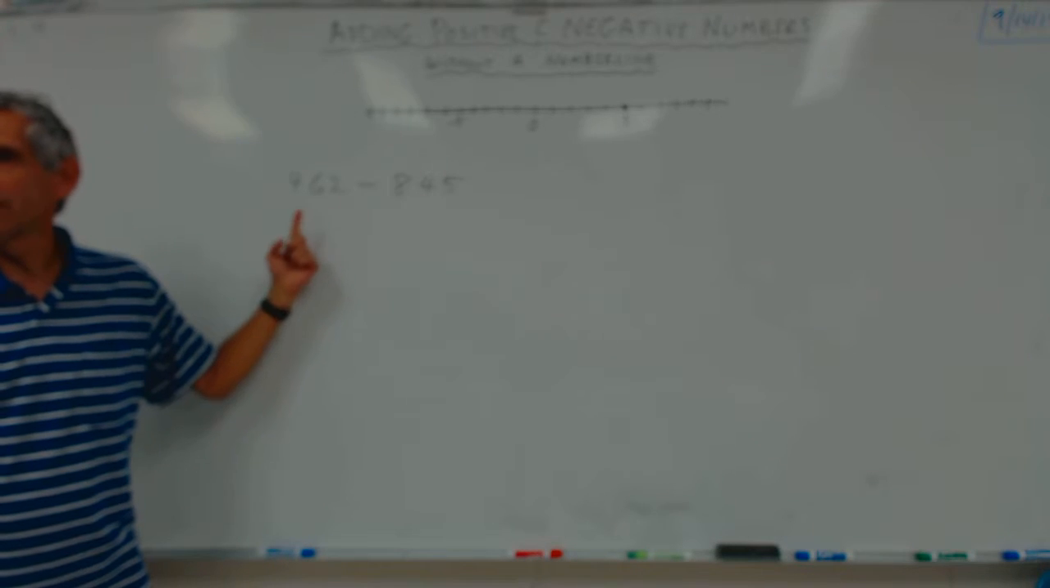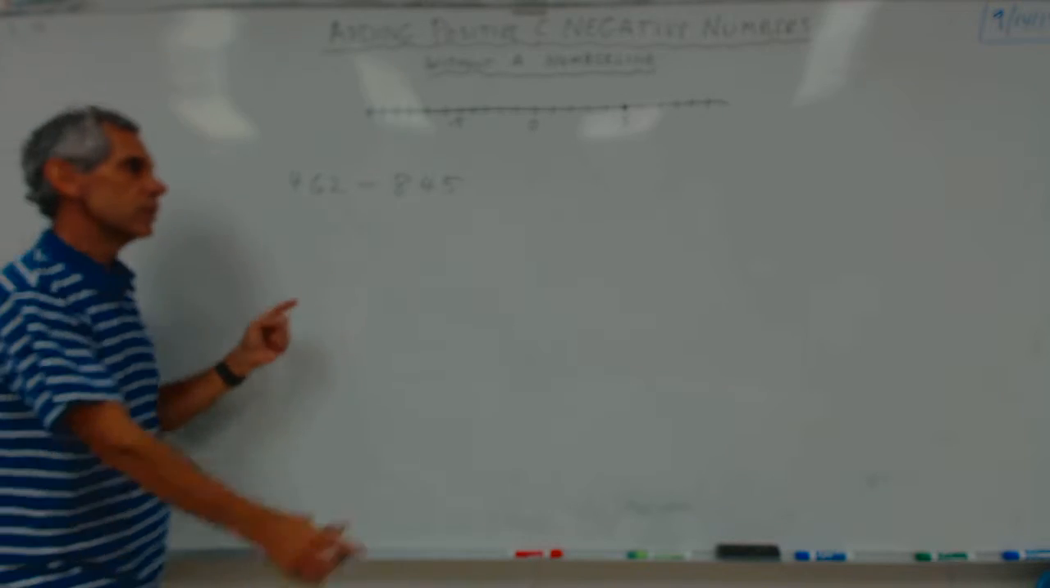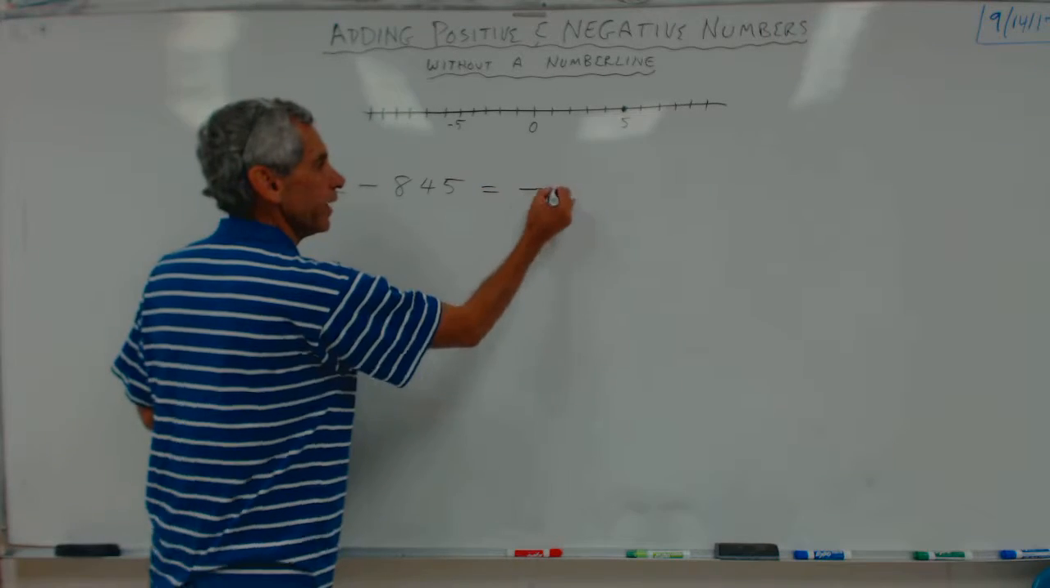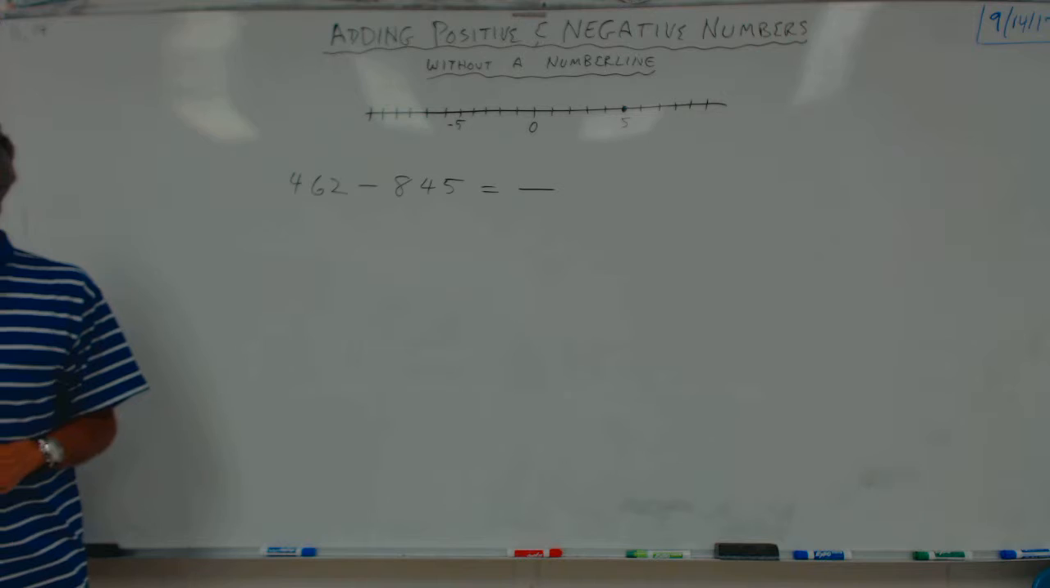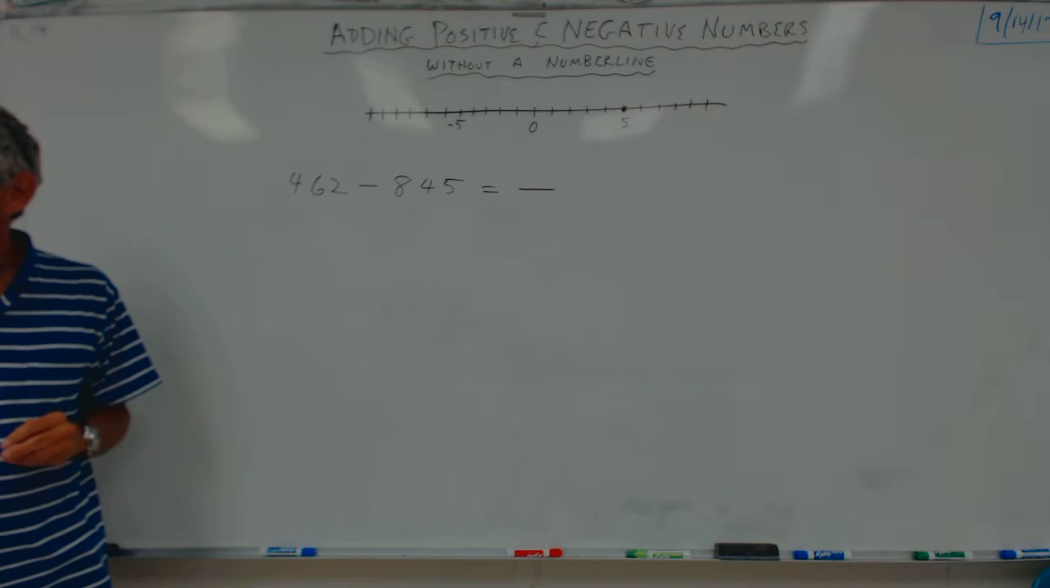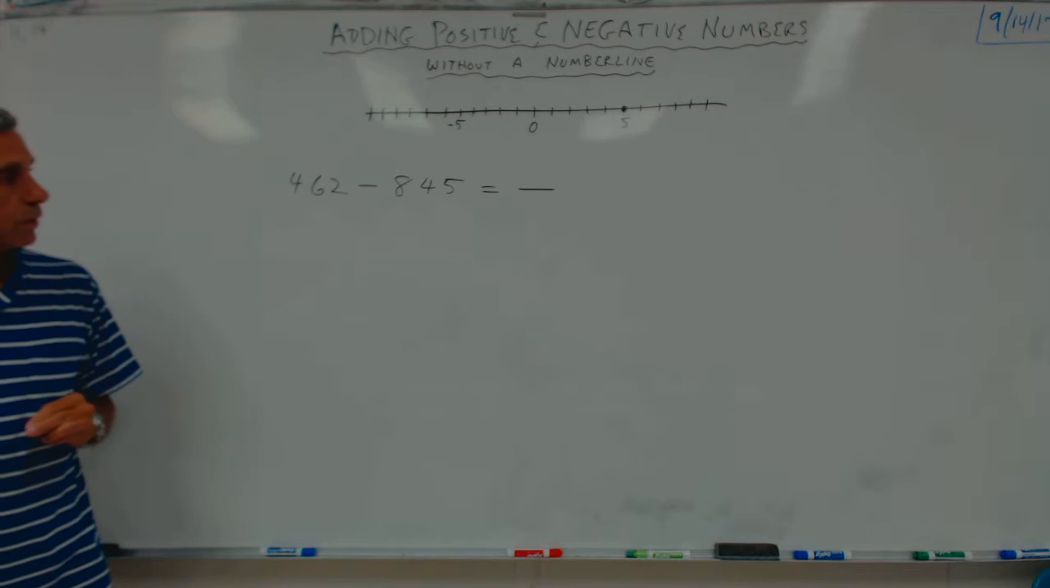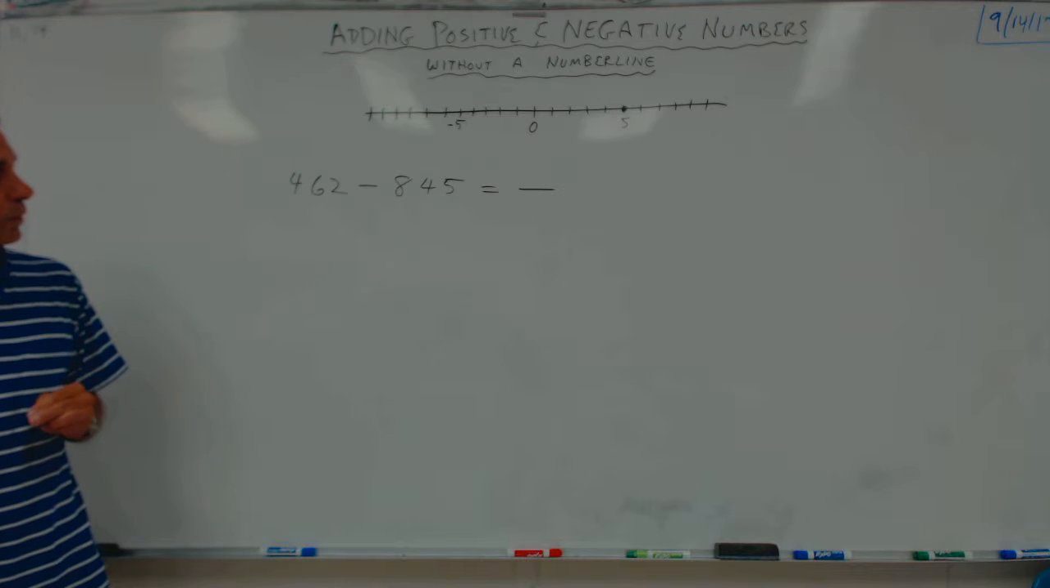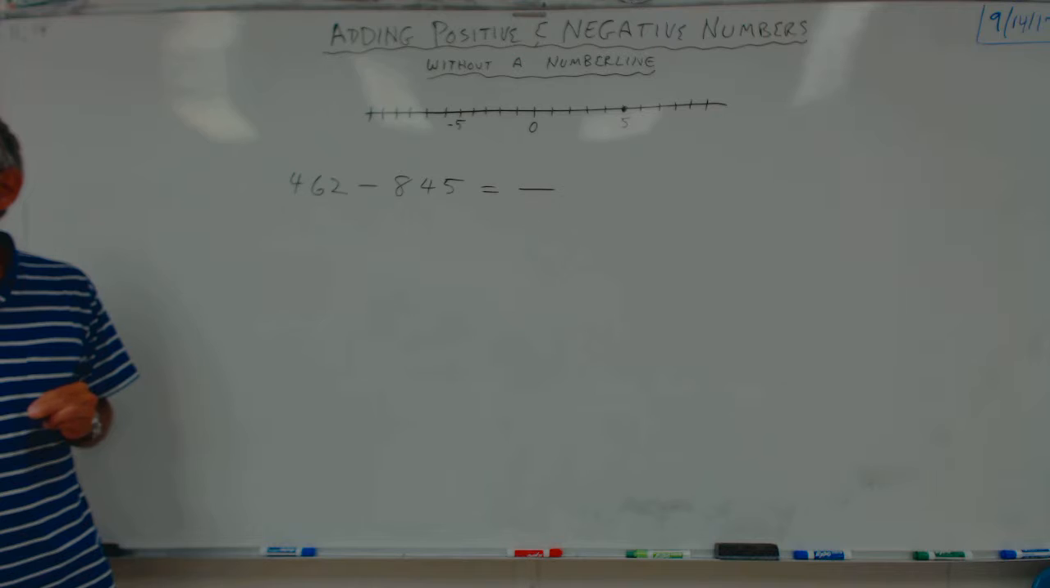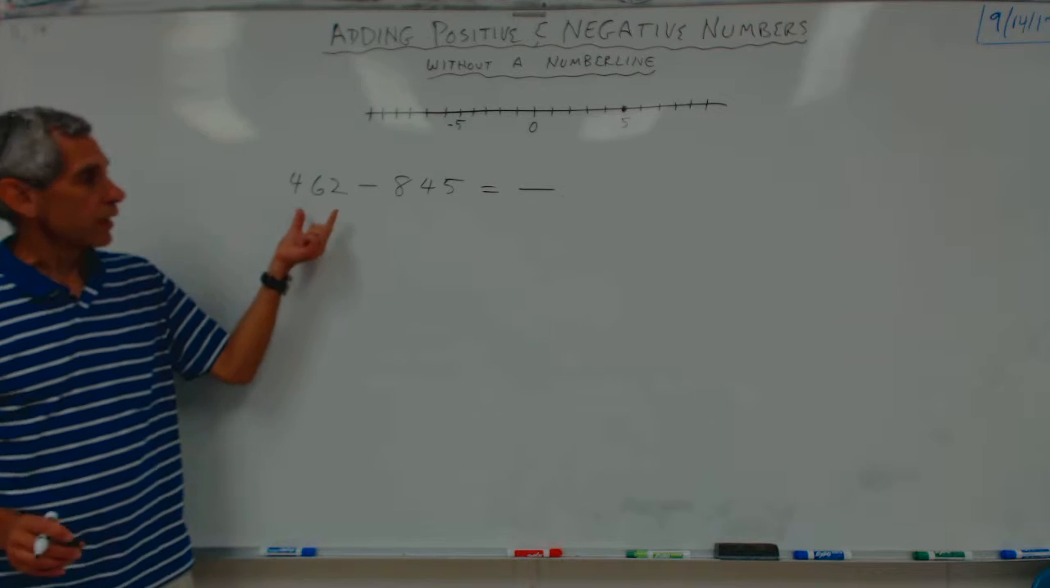Is that going to be positive or negative? Negative. It's going to be negative. So immediately I write a negative. Now what do I do? Rosemary. You could add 845 plus 462 and just pop the negative sign in front of it. Oh wait, no, sorry. You could take 845 minus 462. So would you, yes, right.